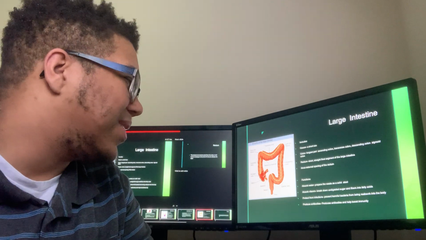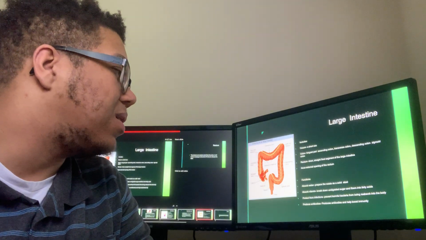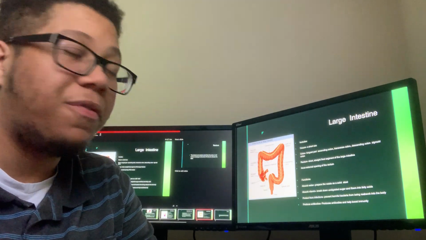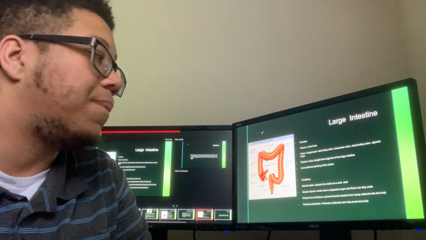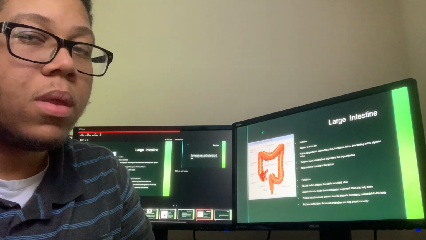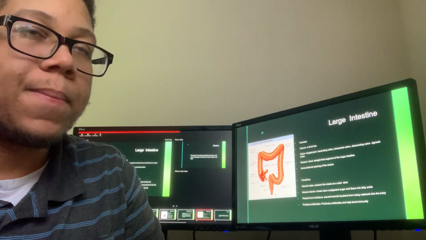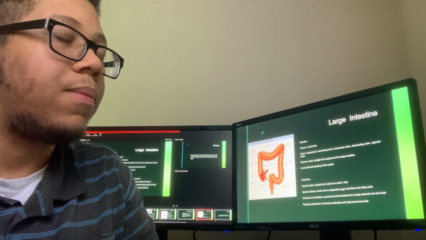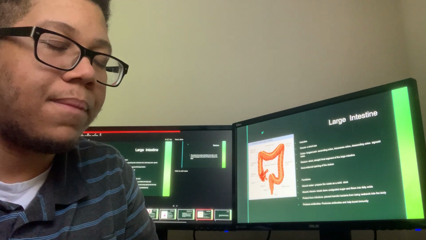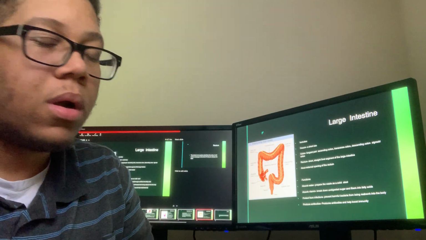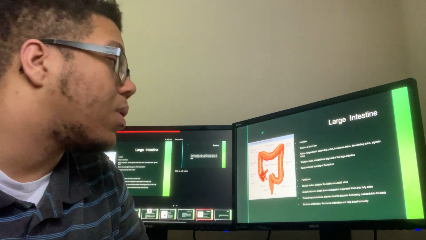So it prepares waste as a solid stool. It absorbs water from the solid stool. It breaks down undigested sugars and fibers into fatty acids. It prevents harmful bacteria from being absorbed into the body. That's very important, because just think of all the chemicals in the food that we be eating, and some of the stuff is just not edible. It just doesn't help the body. So that's why it's so important for the large intestine to filter everything out.